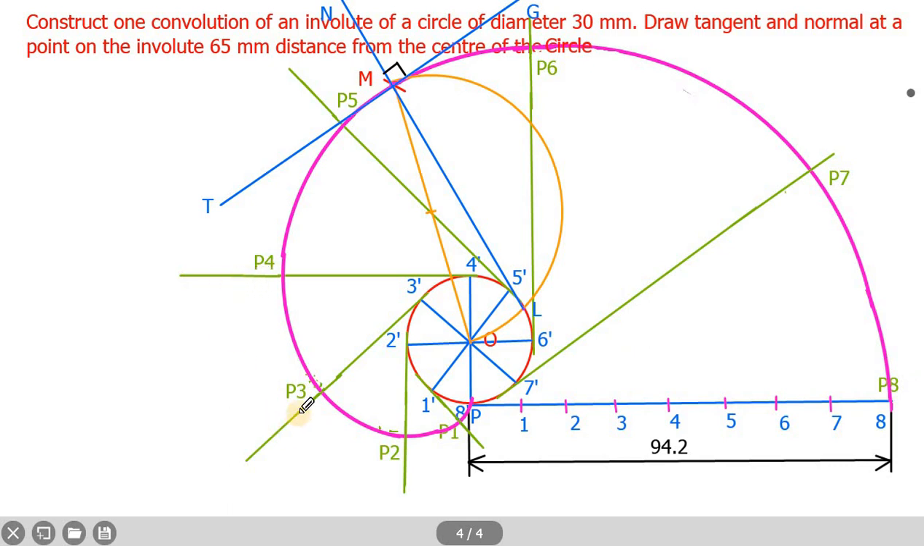There are some extra lines, projection lines. If you don't want these lines, you can erase them. The tangent line which goes beyond the involute curve can be erased. If you want, you can erase it, otherwise you can leave it.